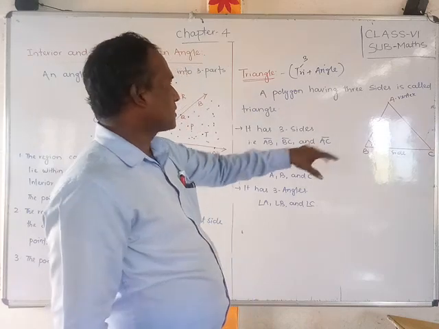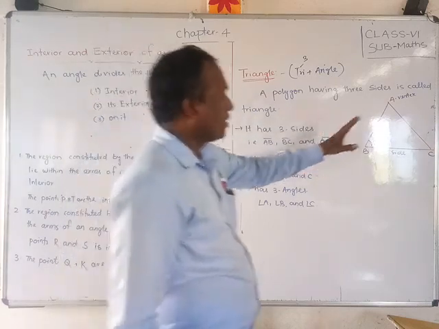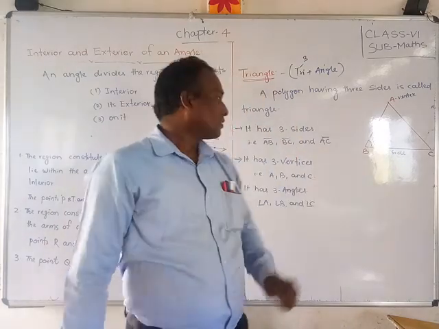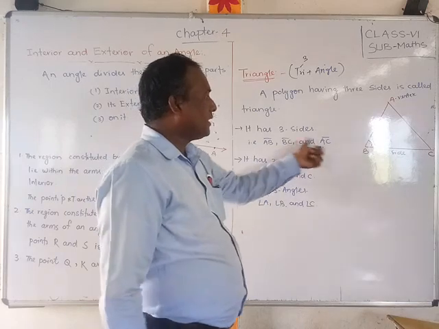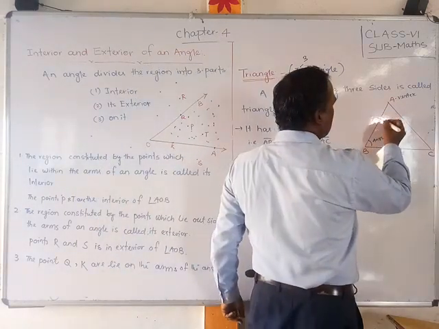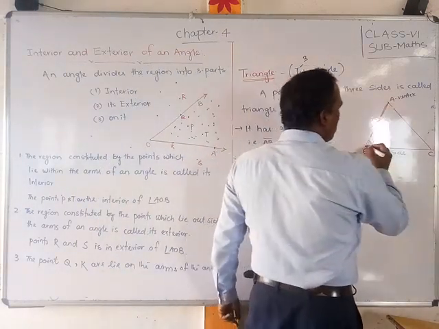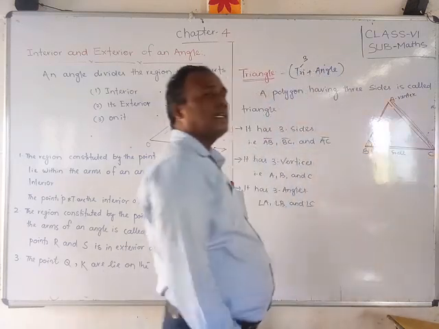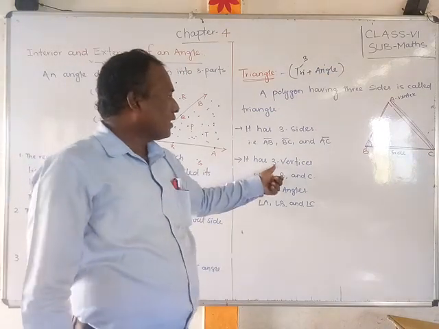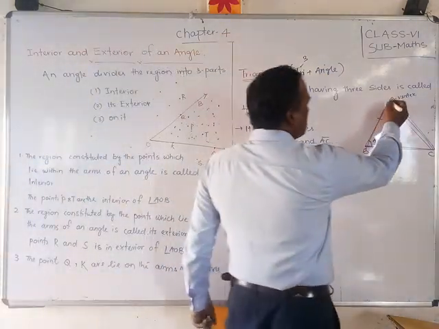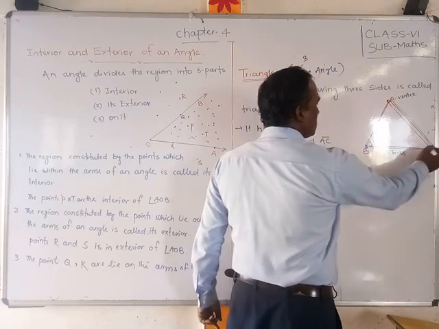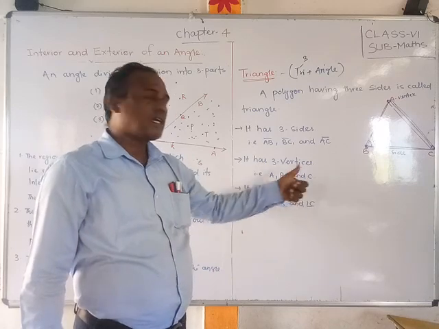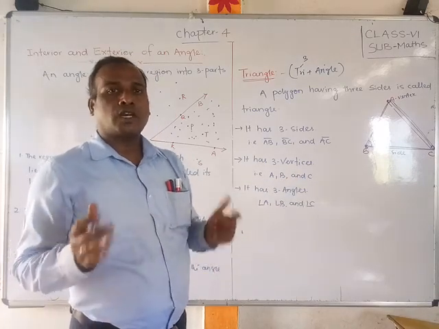Now, the parts of a triangle. A triangle has three sides. What are they? AB, BC, and AC. AB is one side, BC is also one side, and AC is also one side. It has three vertices. A, B, and C are the vertices. You should write them in capital letters.